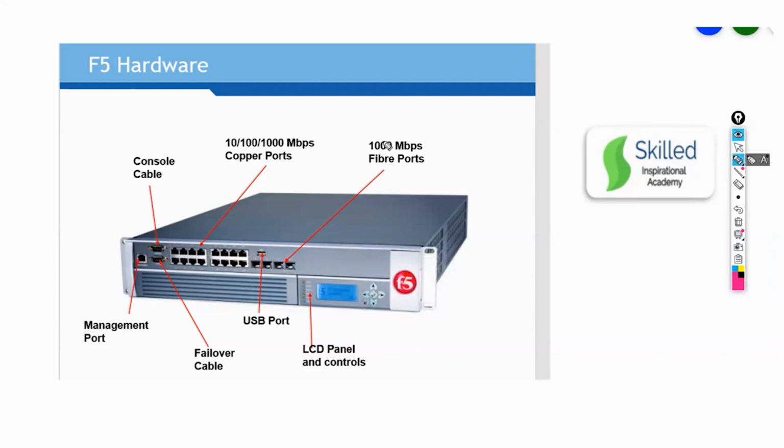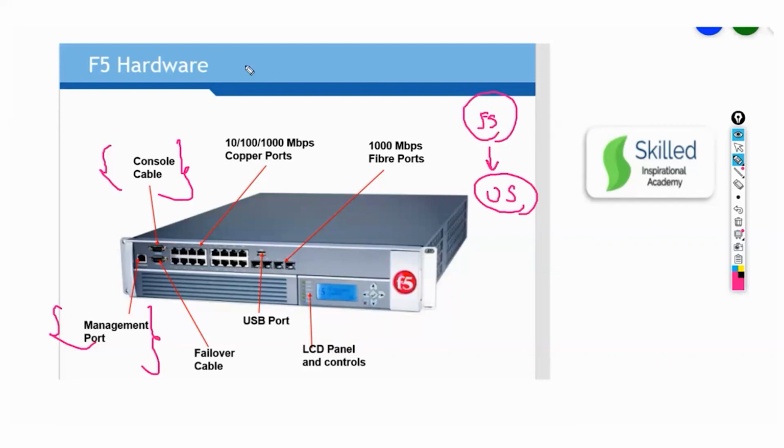Now, we talked about hardware on that day, guys: how F5 hardware looks. So we have a separate management port. We have a separate console cable. Let's say in your company, you got a task to configure F5 and your F5 is in the US and you are sitting in India. From India, you need to configure F5 from scratch. You need to get management connectivity.